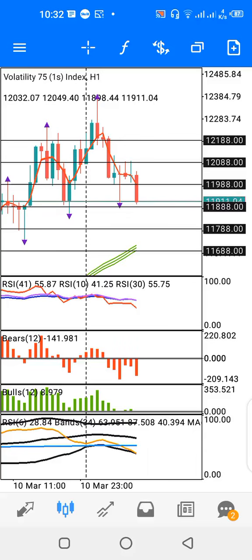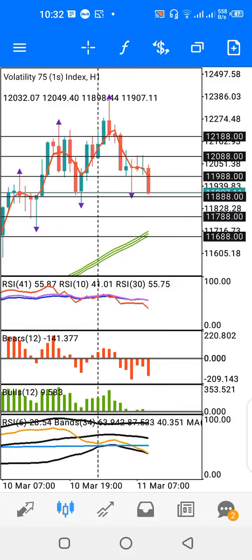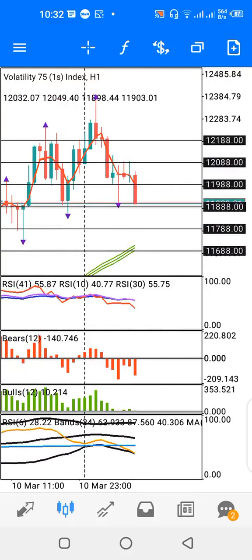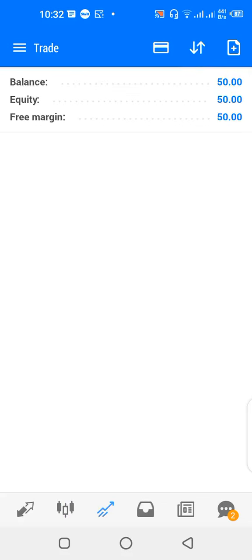Now, V75 requires a higher amount of funds for you to trade it than V75 1S. V75 1S does not really need much money, trading capital, for you to trade it. Okay, so I'm going to show you how you can use the ultra evasive Grail Hedge strategy to trade V75 1S using a $50 account.